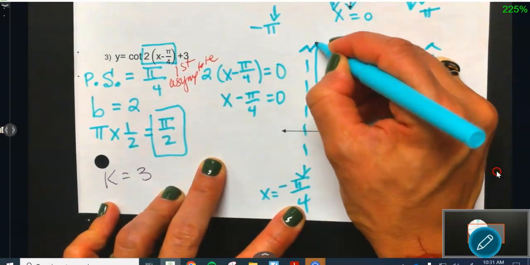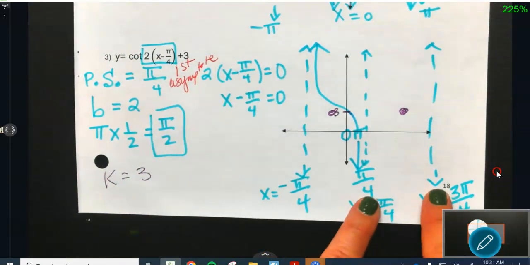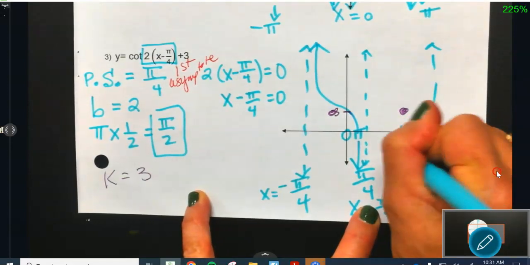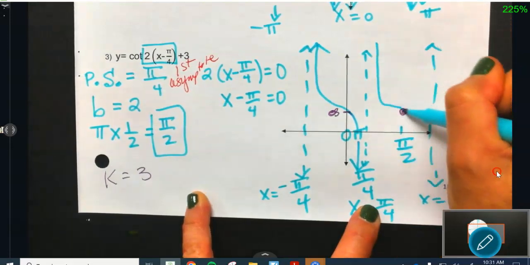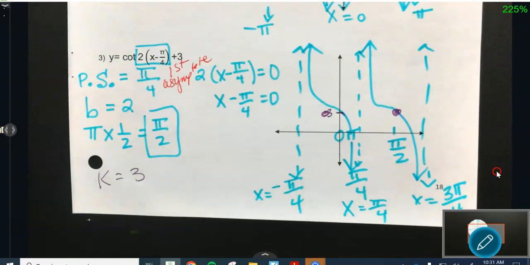There's your first branch. We got to find the middle in between these two. What's halfway in between 1 over 4 and 3 over 4? Pi over 2, that's your other one. That's all I need. That's it.